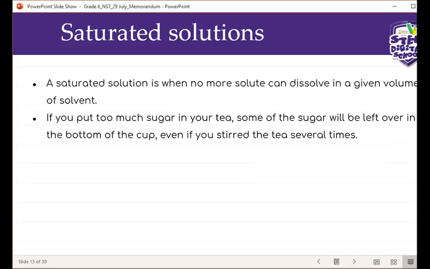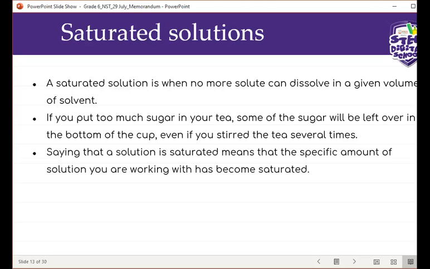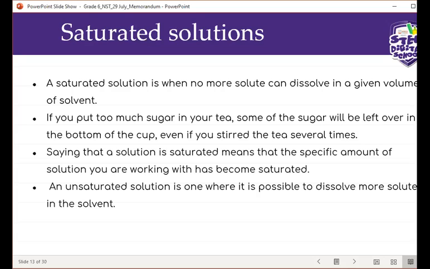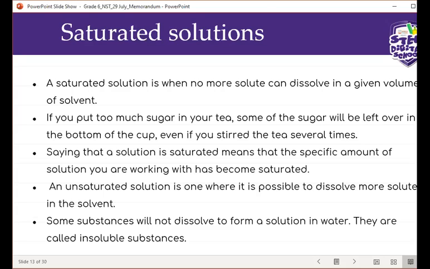Then the second bullet here that we covered was that if you put too much sugar in your tea, some of the sugar will be left over at the bottom of your cup, even if you stirred the tea several times. Saying that a solution is saturated means that the specific amount of solution you are working with has become saturated. An unsaturated solution is one where it is possible to dissolve more solid in the solvent, meaning that there is more space. As Simran had mentioned, some substances will not dissolve to form a solution in water. They are called insoluble substances.